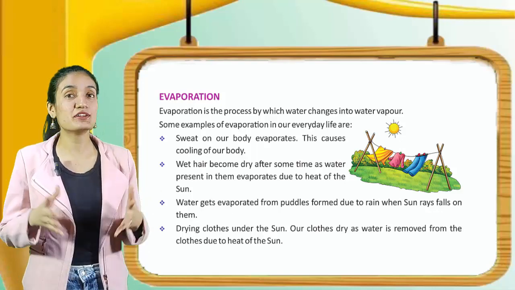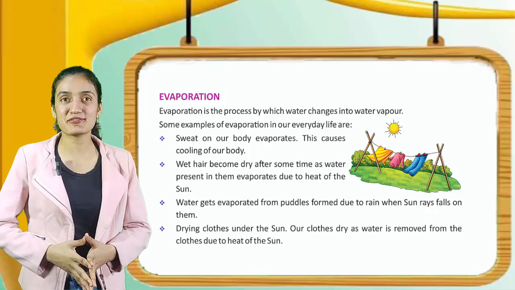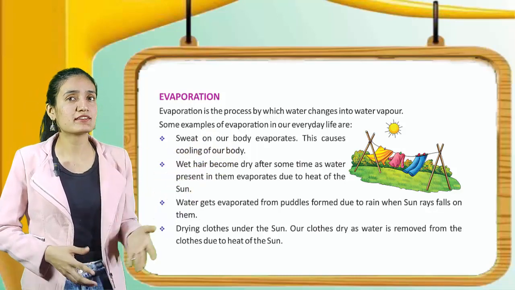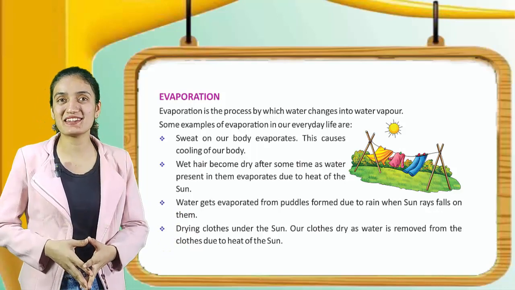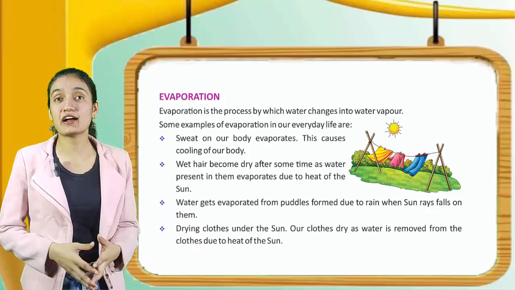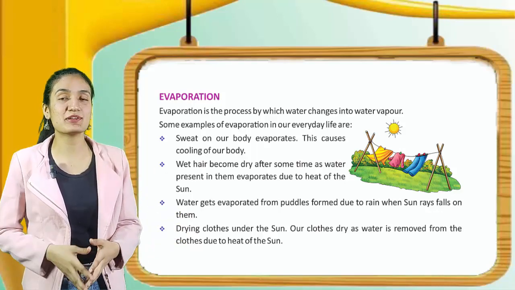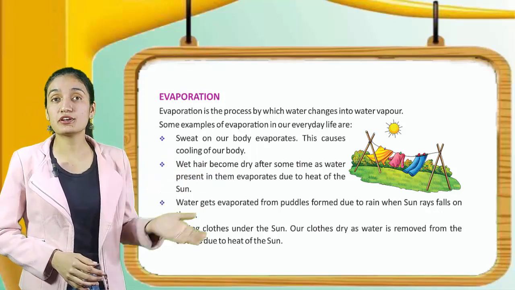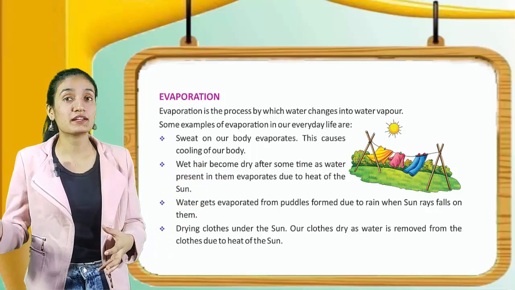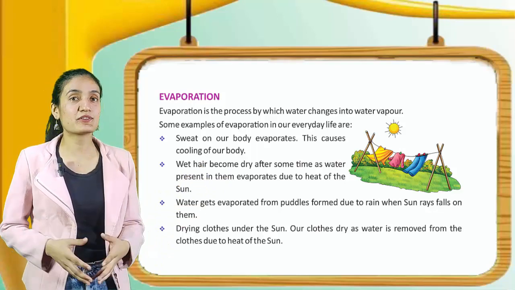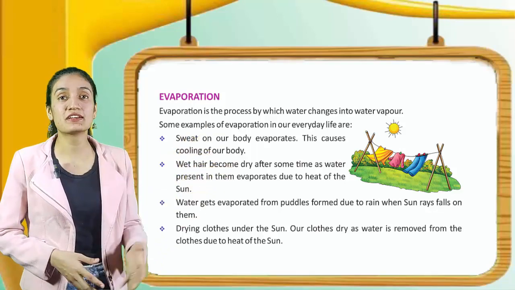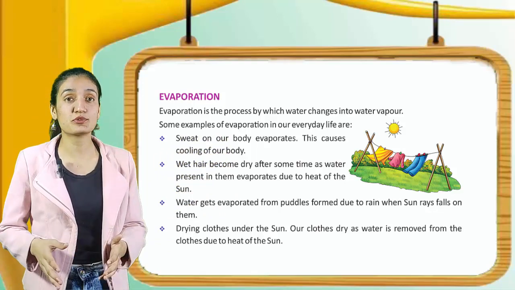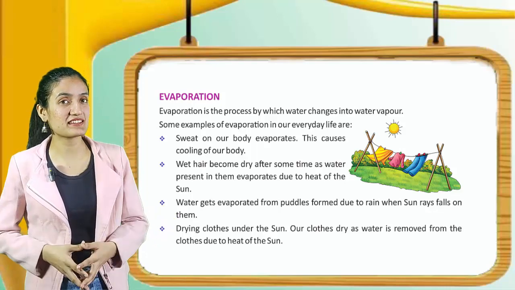Some examples of evaporation in our everyday life are sweat on our body evaporates. This causes cooling of our body. Wet hair becomes dry after some time as water present in them evaporates due to the heat of the sun. Water gets evaporated from puddles formed due to rain when sun rays fall on them. Drying clothes under the sun. Our clothes dry as water is removed from the clothes due to heat of the sun.